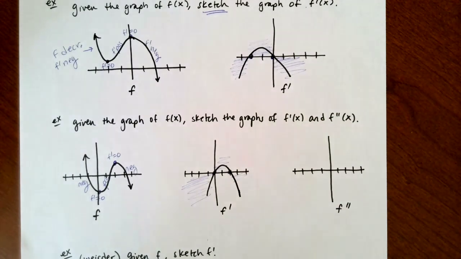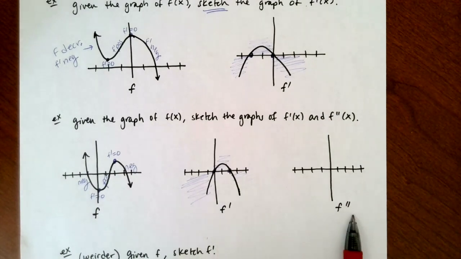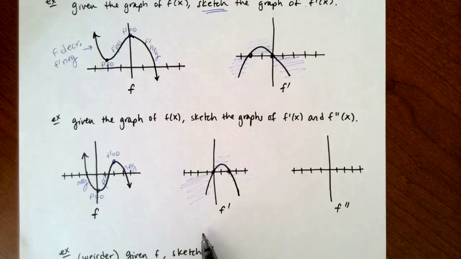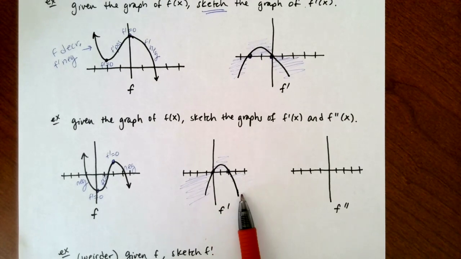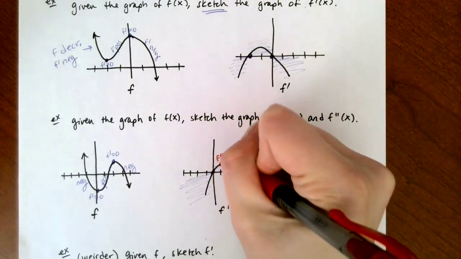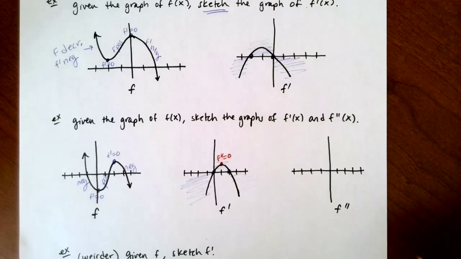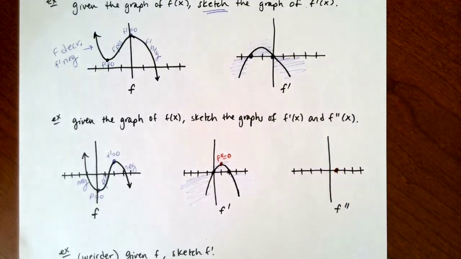And now to sketch the graph of the second derivative, I'm going to repeat the process using this as the original graph, right? Because this is just the derivative of this. So now I'll look at it with new eyes and say, okay, where is the derivative of this 0? That looks like it would be right here. Its derivative would be 0. So right at x equals 1, I'm going to plot an output of 0.